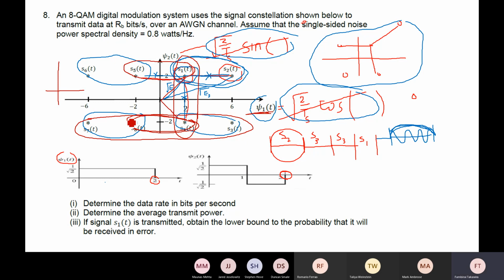Answering the question, regardless of what the basis function is, because essentially you have an x and a y, that defines that it's a quadrature system. And you have amplitude modulation in a quadrature system. There are some signal points that differ because of a different amplitude in the x direction, and some differ because of a different amplitude in the y direction.